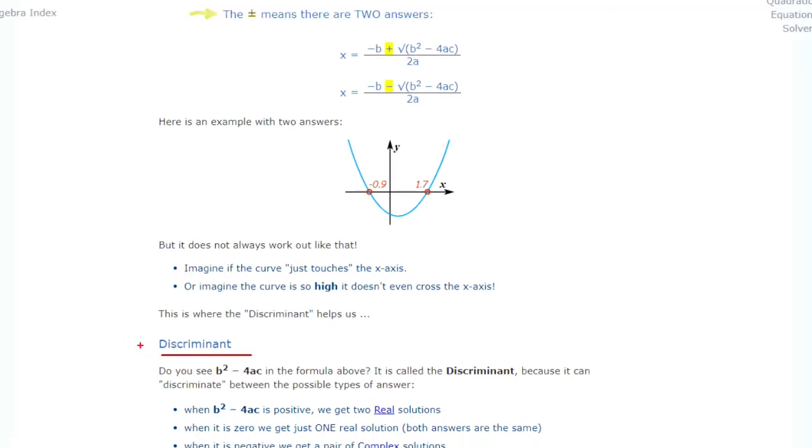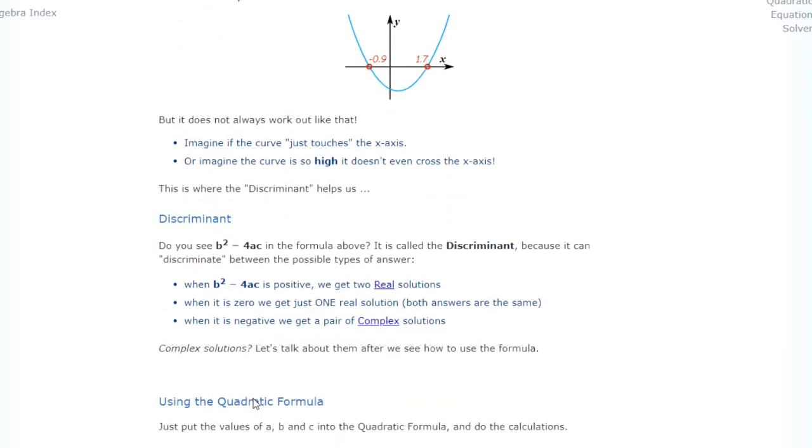Now, depending upon the discriminant value, meaning b square minus 4ac, we will have different solutions. For example, if b square minus 4ac is positive, we will get a real solution with two values. If b square minus 4ac is 0, we will get just one real solution. And if b square minus 4ac is negative, then we will get an imaginary number. Okay, so this is very important.